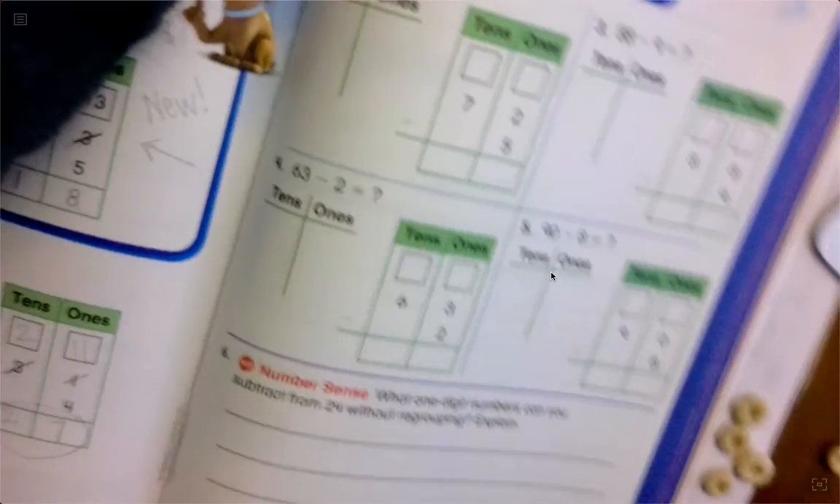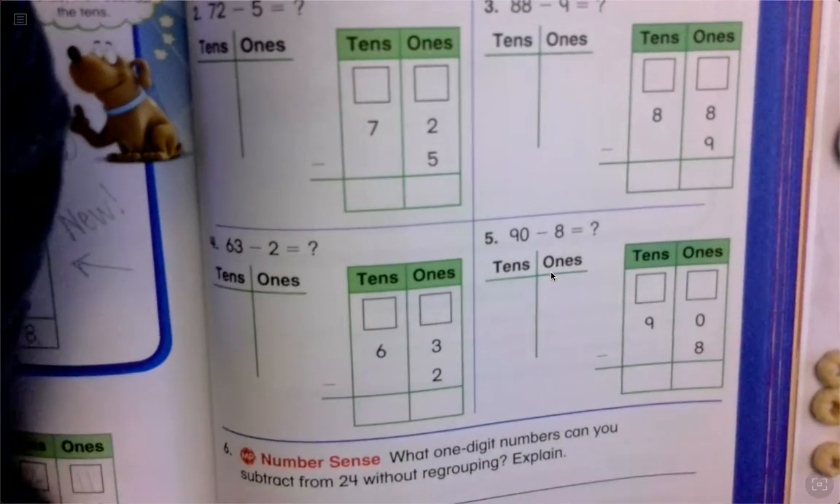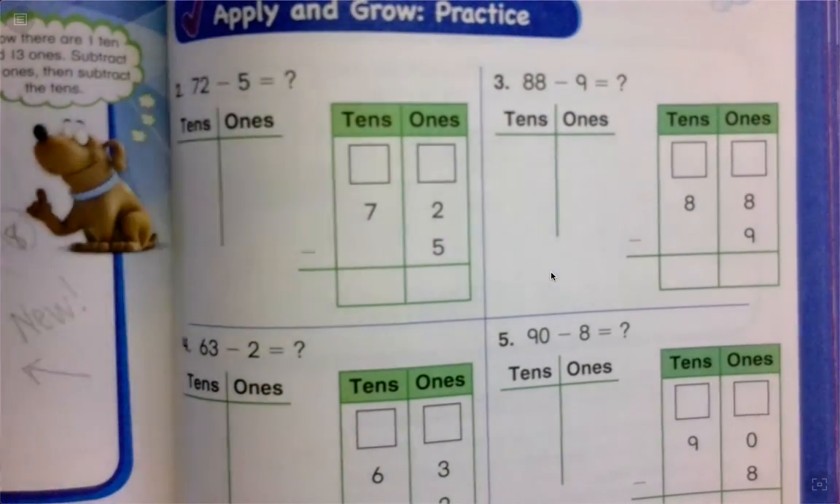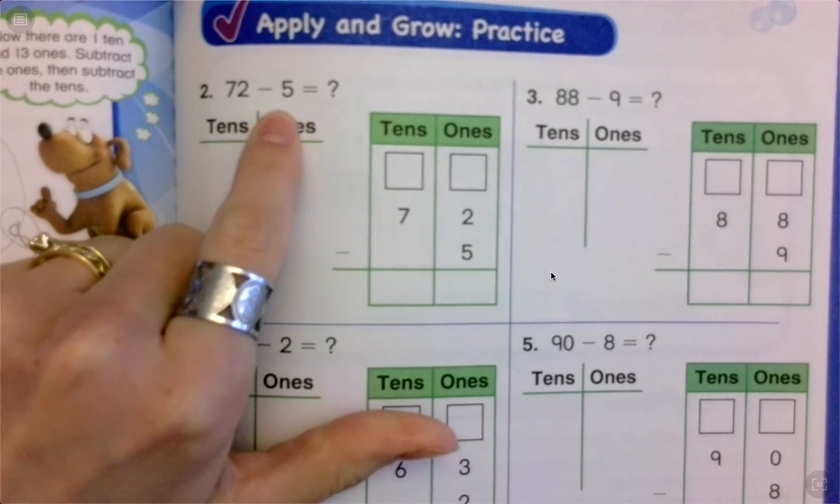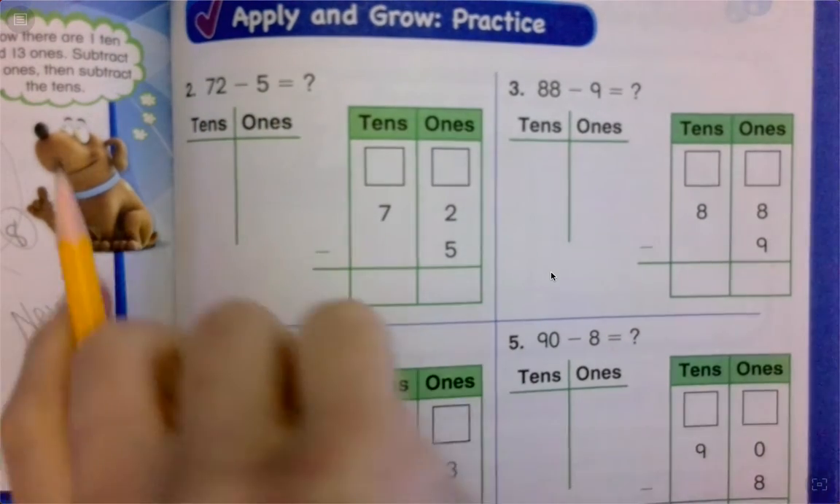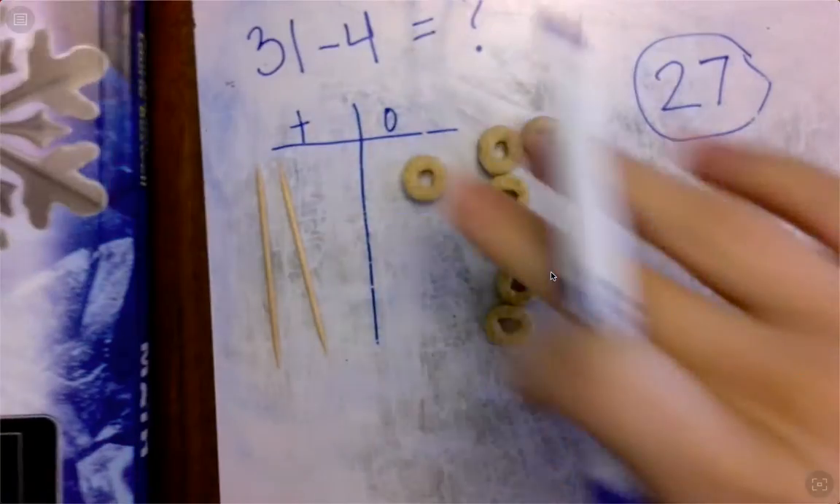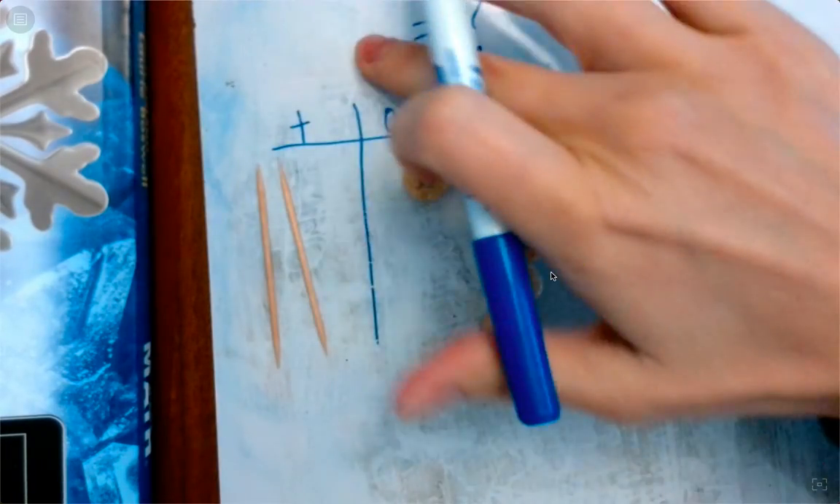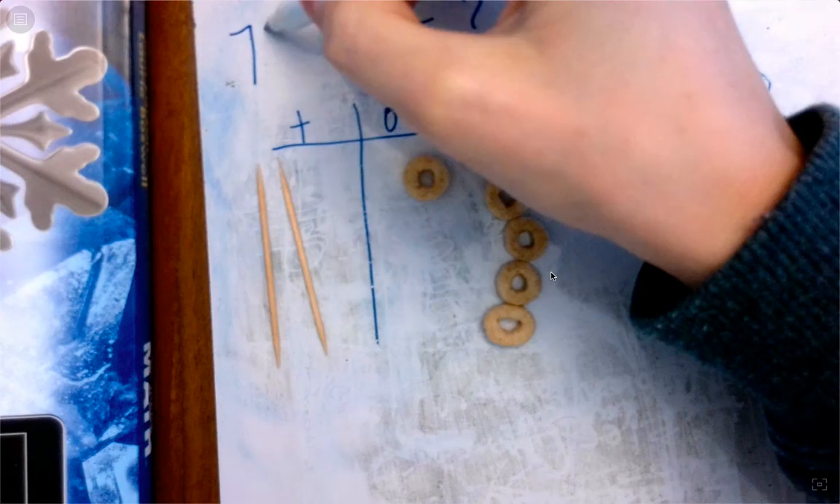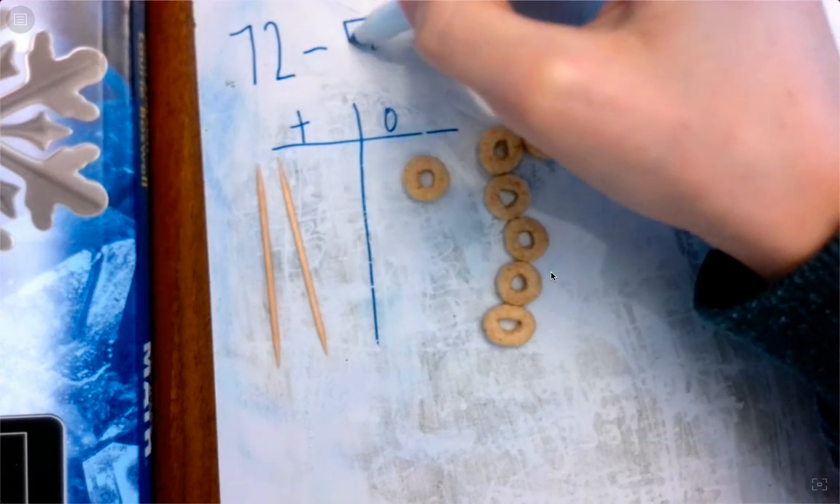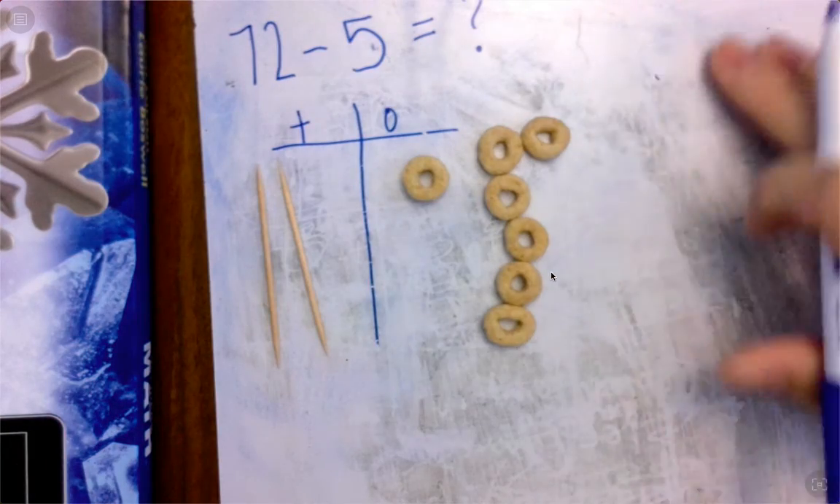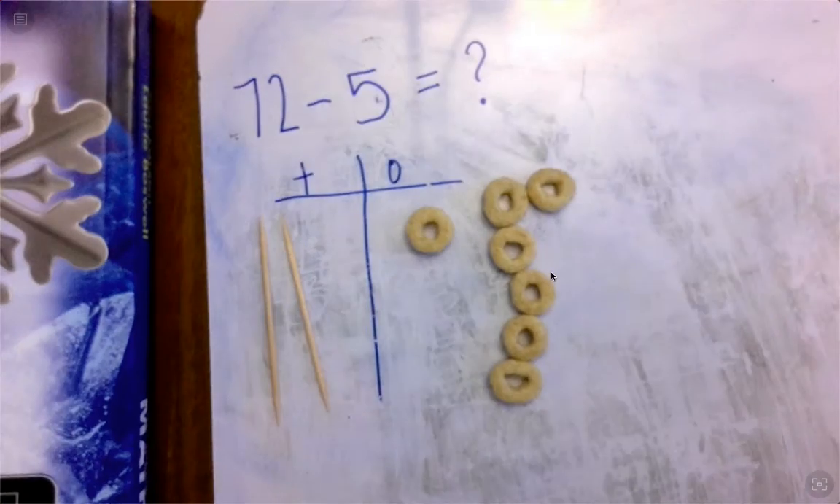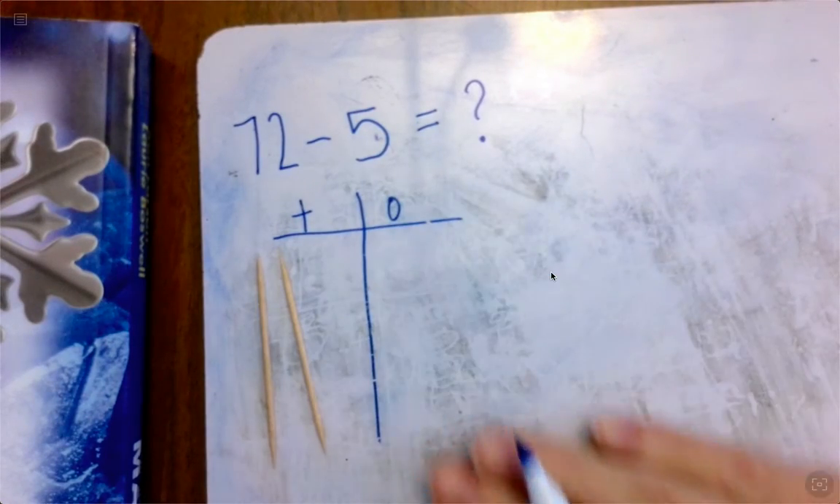These are a little tricky. Okay, let's do this one. 72 minus 5 equals what? Okay, so I'm going to stop there and I'm going to go back to my board here. 72 minus 5. 72 minus 5 equals what? Okay.